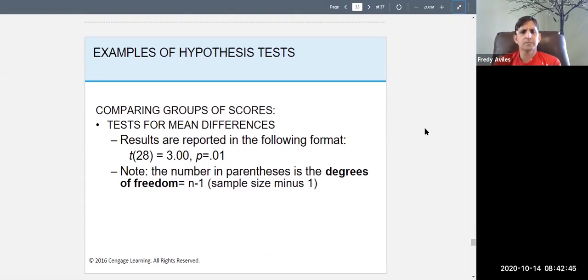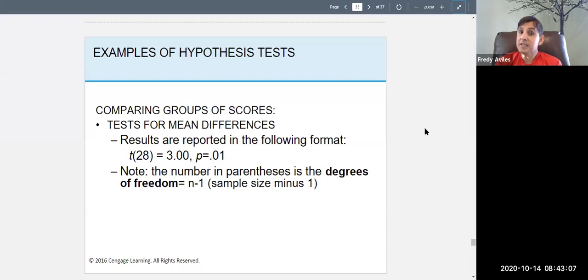So this is the way you report the results of a test for mean differences, okay? The results are reported in the following format. This is the way you report it: t, and then in parentheses you have what are called your degrees of freedom, and that equals 3.00, comma, p equals 0.001.